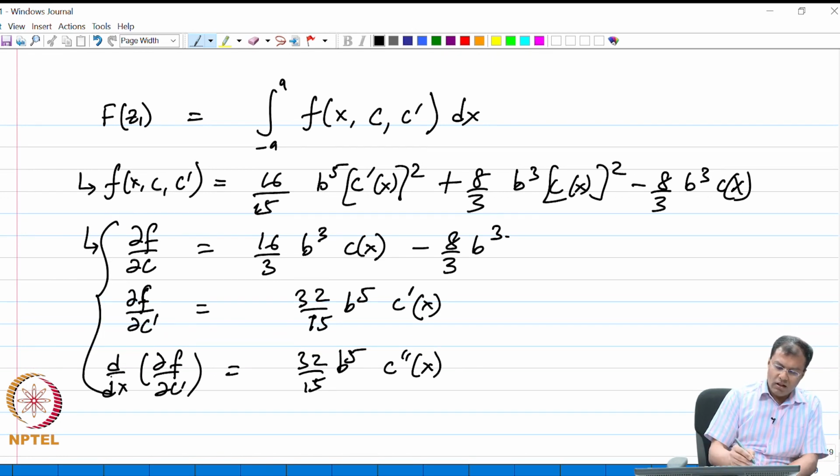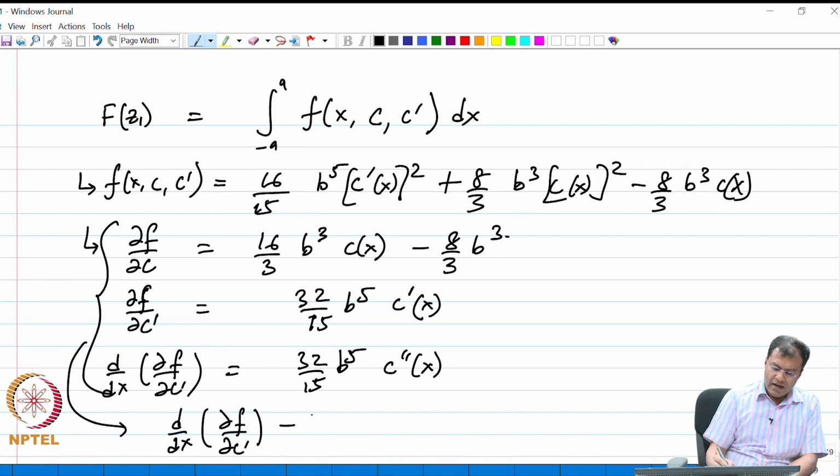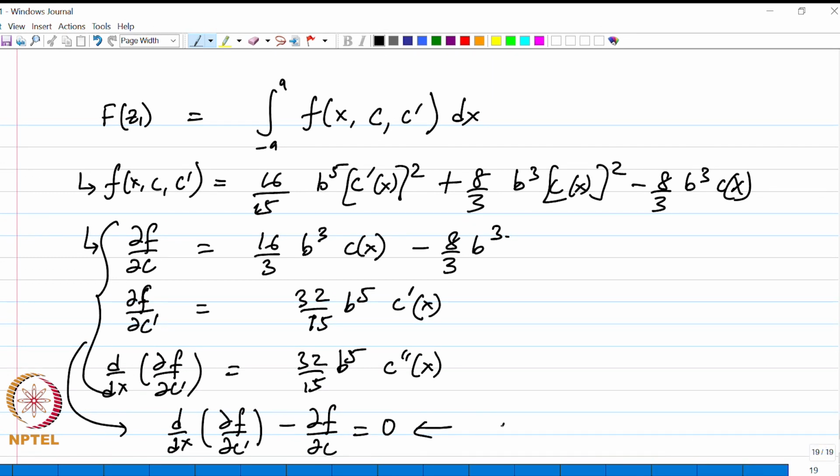So, we use all these in my Euler-Lagrange equation, d dx of partial f partial c prime minus partial f partial c, and we set it equal to 0, and this gives the following equation: c double prime of x minus 5 by 2 b square c of x is equal to minus 5 by 4 b square. Now, students can notice that this is a constant coefficient non-homogeneous ODE, and let me write down the solution. Let me call this my star.